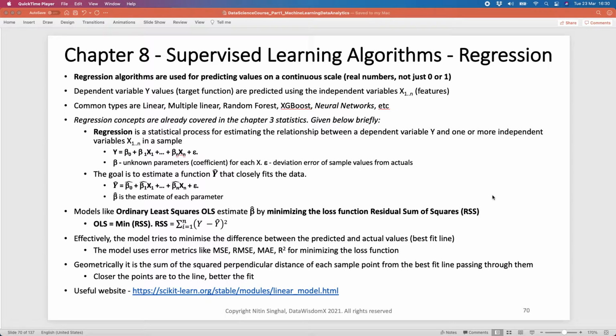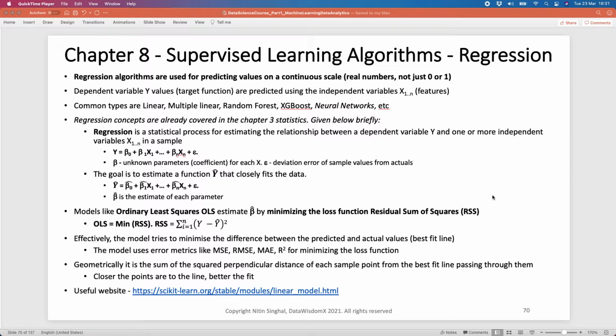So again, we'll try and minimize the amount of time we spend on teaching about regression, because as a statistical process, we've already covered it in the statistics chapter. So what we'll do is we'll briefly cover it here again, just to refresh. And if you need to go into some more details, you can always refer back to chapter 3 statistics.